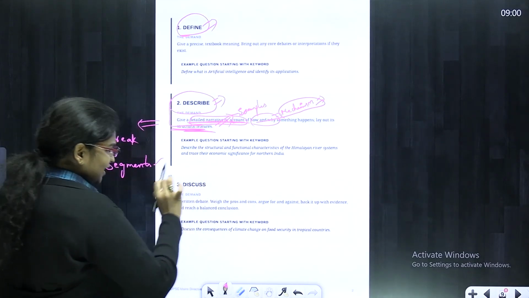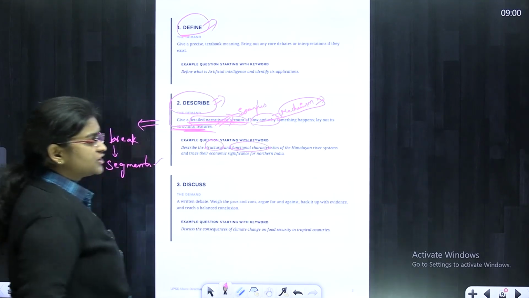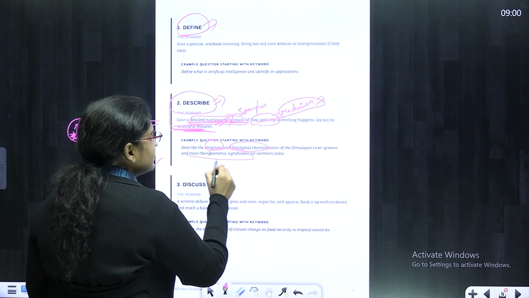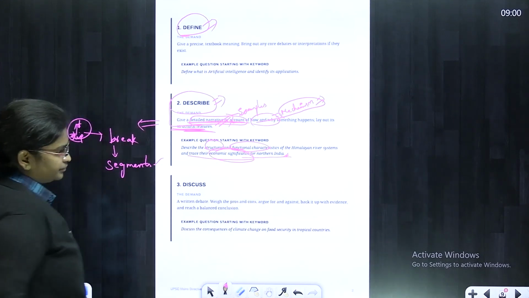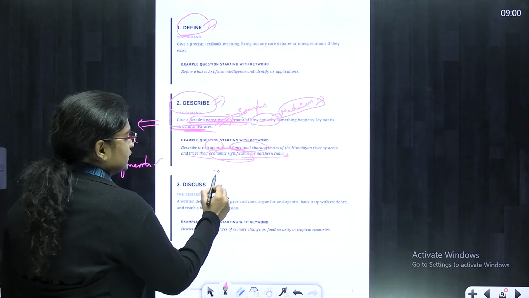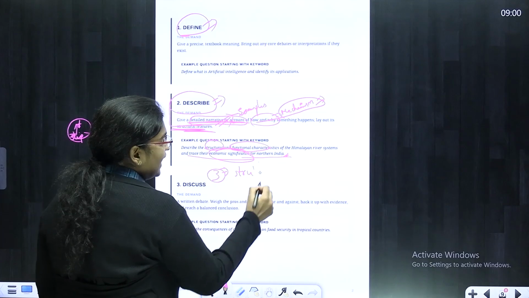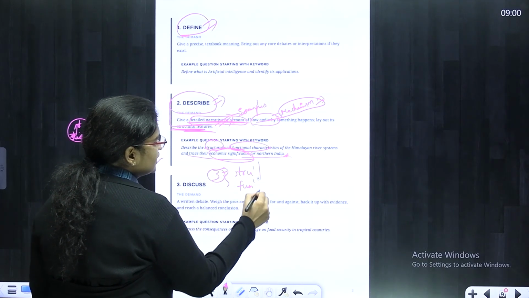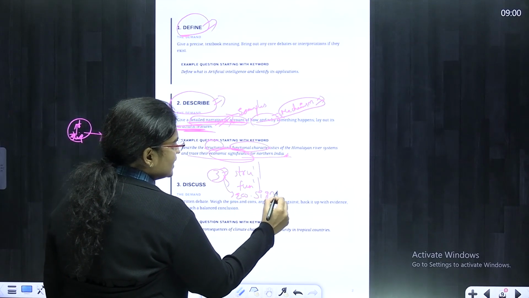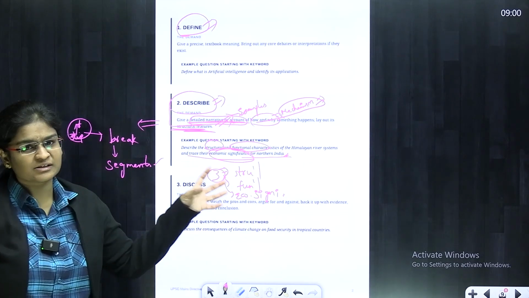Here they are asking: describe the structural and functional characteristics of Himalayan river systems and trace their economic significance for North India. So there are a total of 3 parts in the question. One is structural characteristics, another is functional characteristics, and one more is economic significance. These are the 3 parts highlighted in this question.